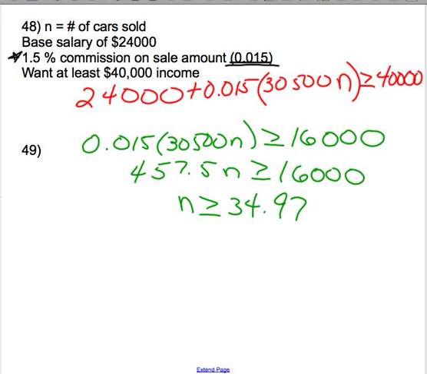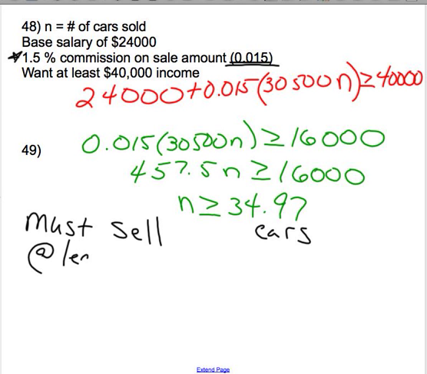Now again, this is a story problem. It has context. This is 34.97 cars. Is it possible to sell someone 0.97 of a car? Absolutely not. So, this person is going to have to sell at least 35 cars. It's supposed to be a C there. At least 35 cars in order to make at least $40,000.